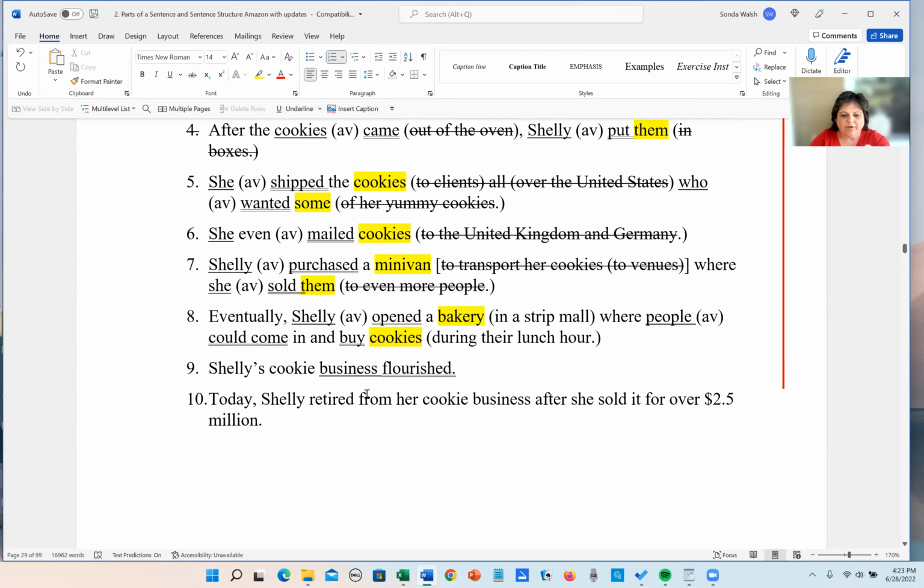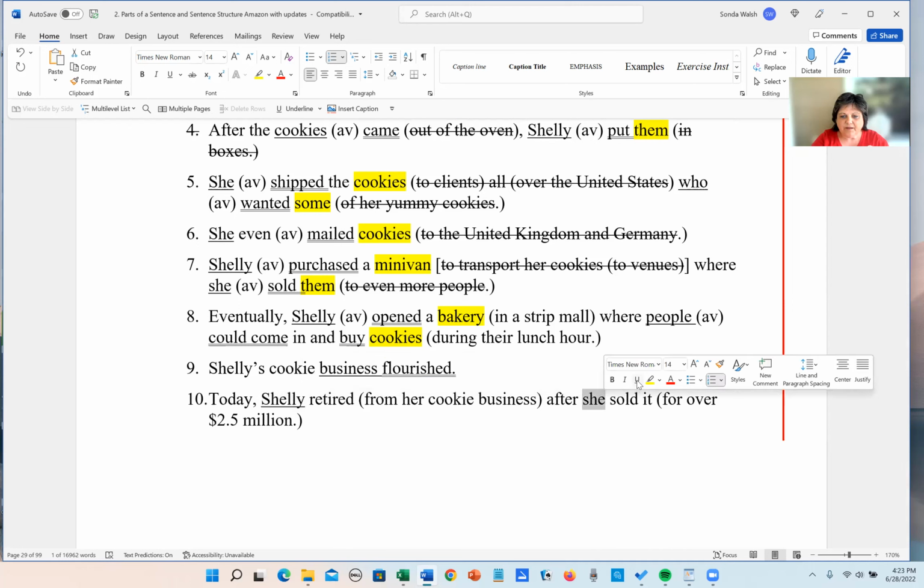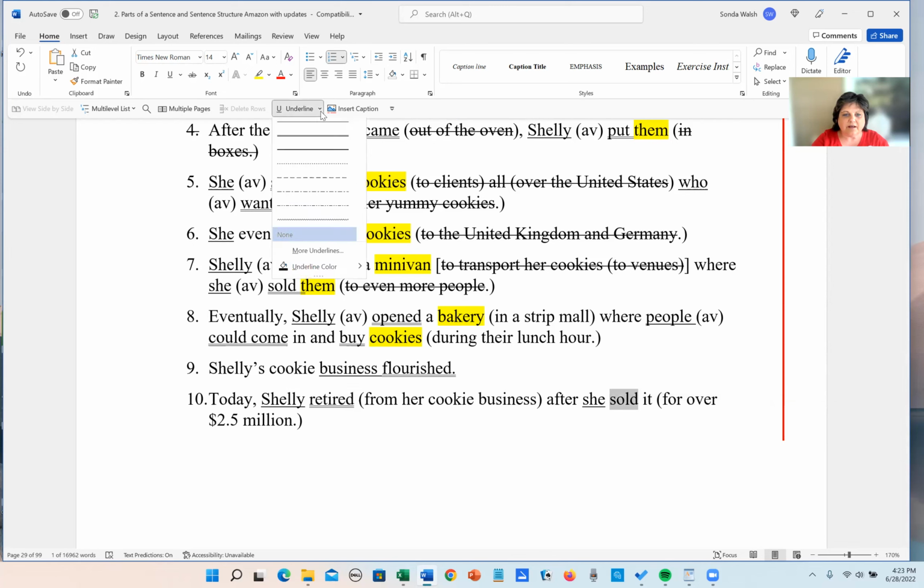And the last one, from her cookie business, is a prepositional phrase. For over $2.5 million is a prepositional phrase. Okay. The next one is find our subject. So Shelley is our subject and she is our subject over here. We need to find our verb, retired. Shelley retired. So we underline that with 2 lines. And sold is a verb, so we underline that with 2 lines.